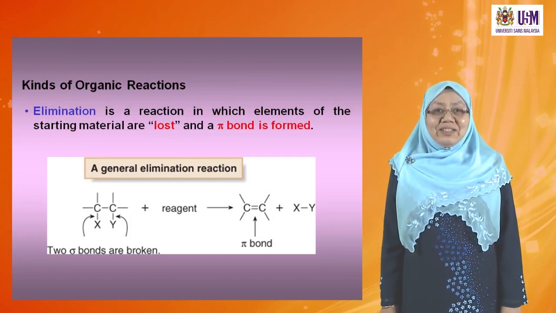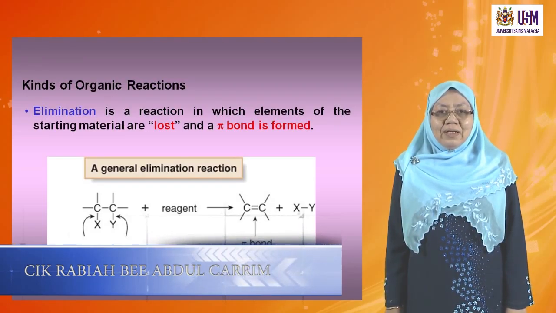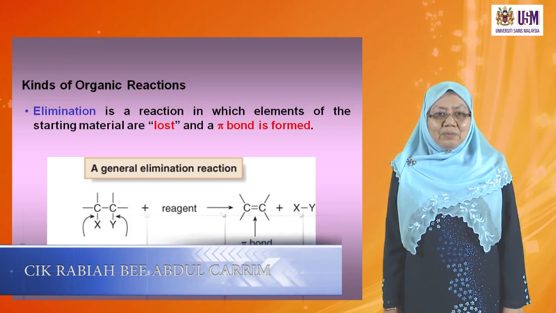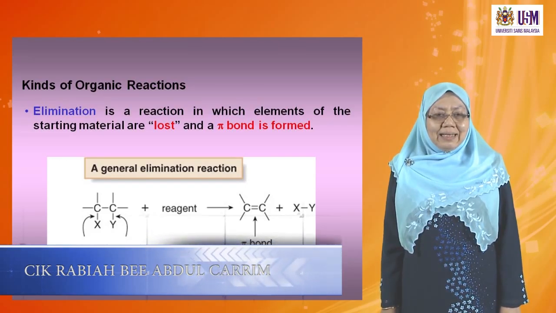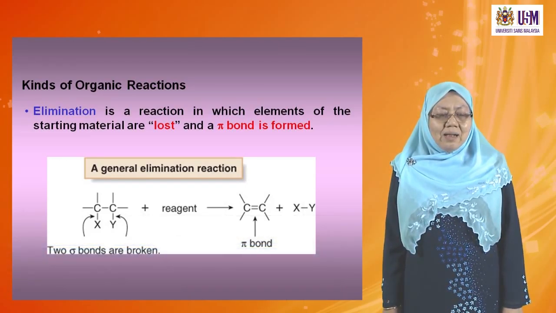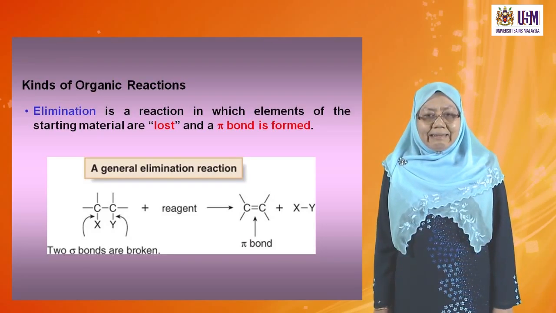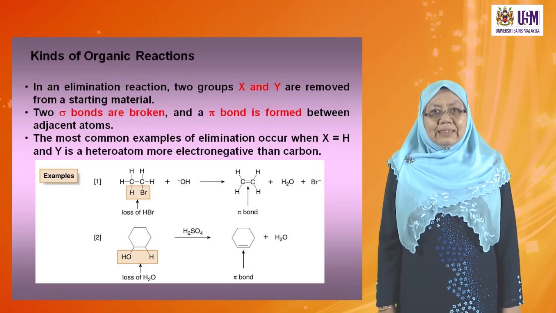Elimination is a reaction in which elements of the starting materials are lost and a pi bond is formed. As we can see in this general formula, we have X and Y, both the sigma bonds between carbon and X and carbon and Y are broken. And then a pi bond is formed, and XY is the byproduct of the reaction.